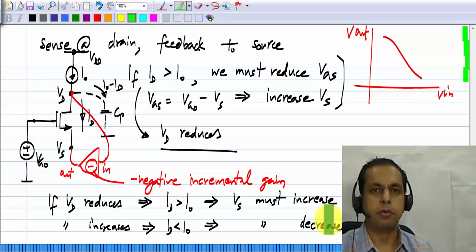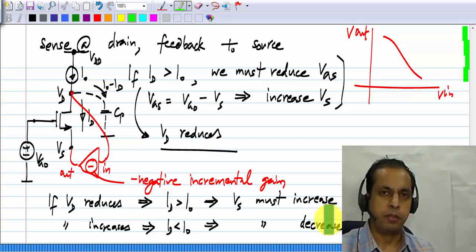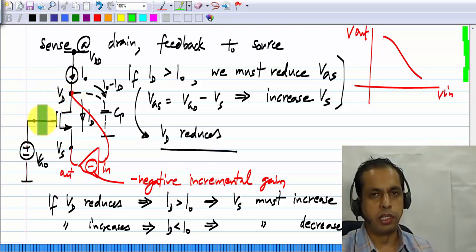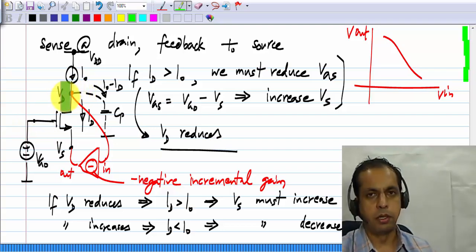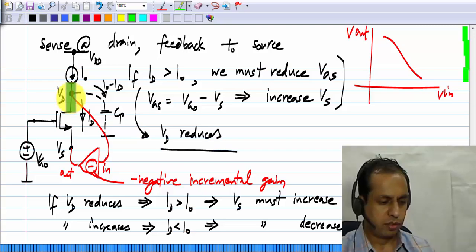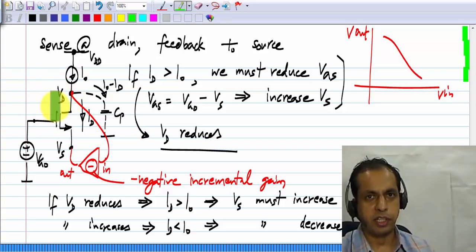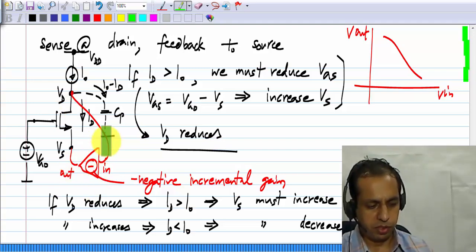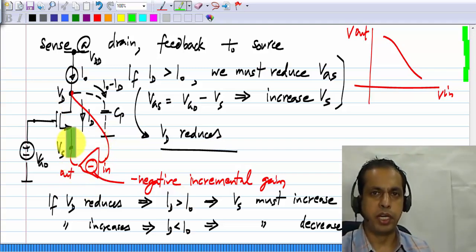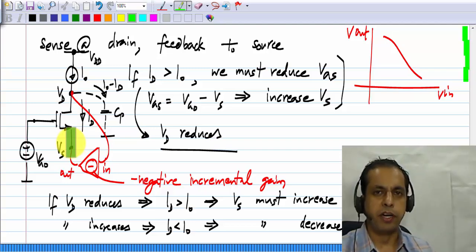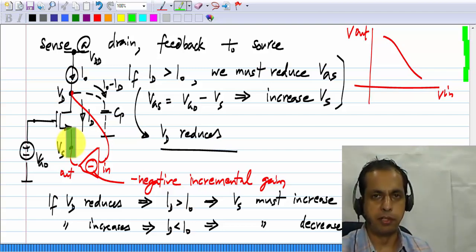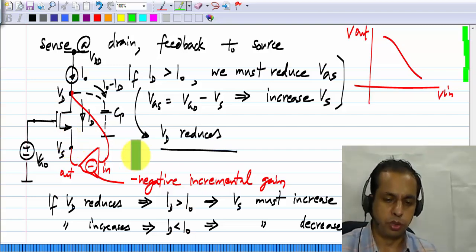So this is slightly more complicated than our original case. In the very first case we discussed, we sensed at the drain and fed back to the gate. The sense of variation we wanted at the gate was exactly the kind of variation we were getting at the drain. So we could connect it with a positive incremental gain in general, and even a direct connection was okay. Whereas in this case, a direct connection will certainly not work, and you do need a negative incremental gain between the drain and the source. Because this is slightly more complicated, we normally would not use this for a simple common source amplifier, but these structures do occur in many places in circuits. I will show you one example of how to accomplish this.